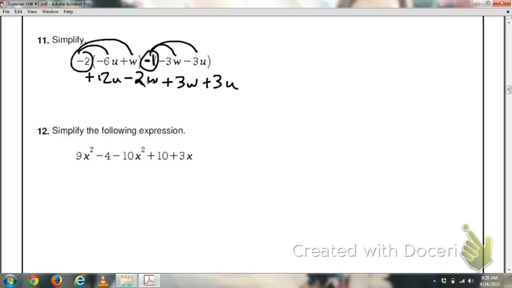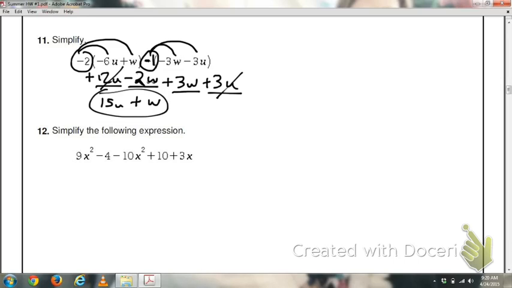So now I'm looking for like terms. 12u's plus 3u's is 15u's. And then negative 2w's plus 3w's, those are like terms. I just add the coefficients, just like I did with the u's. So negative 2 plus 3 is positive 1w. I don't need to physically write that number 1 there. It's understood if I write w that there's 1w there. So that would be my answer for this problem.